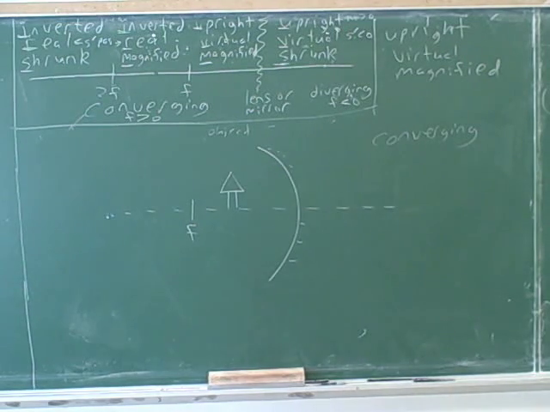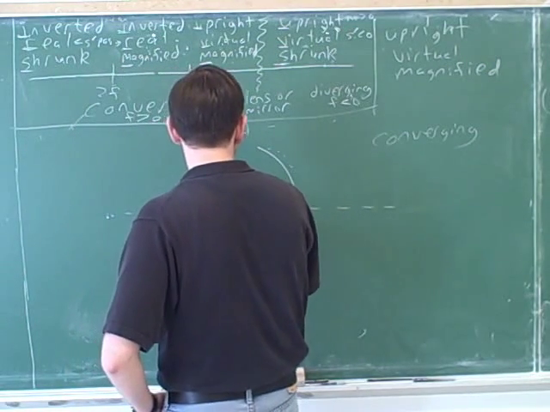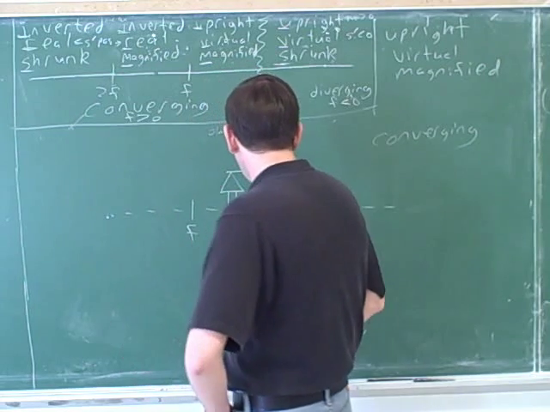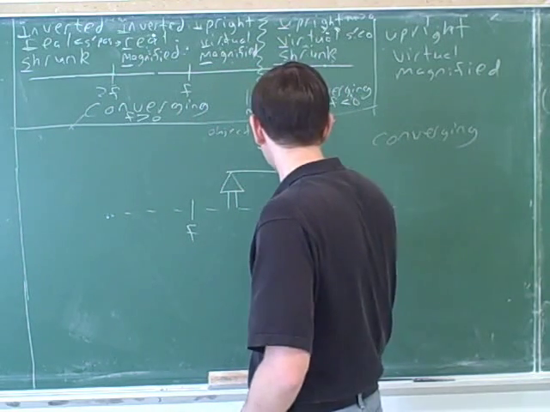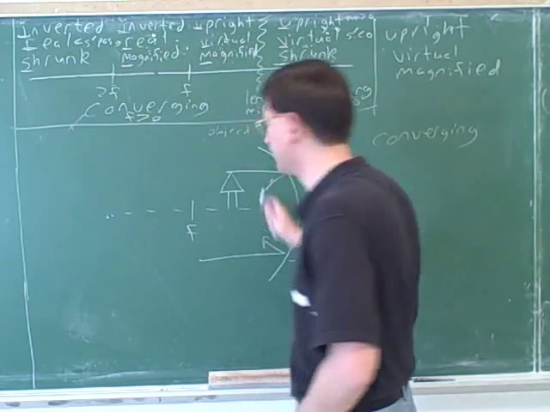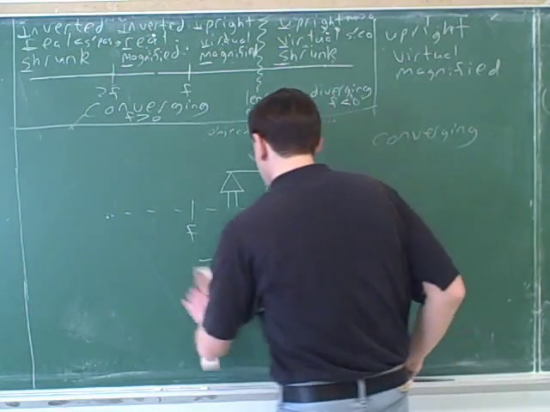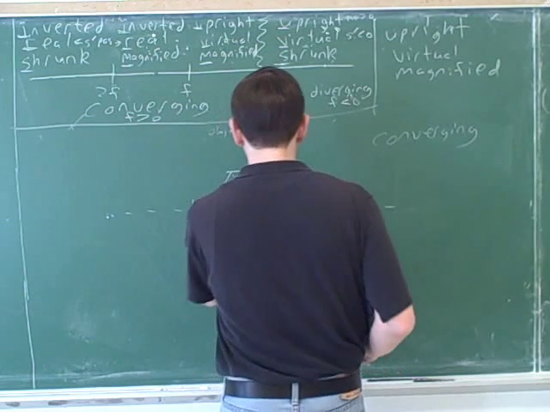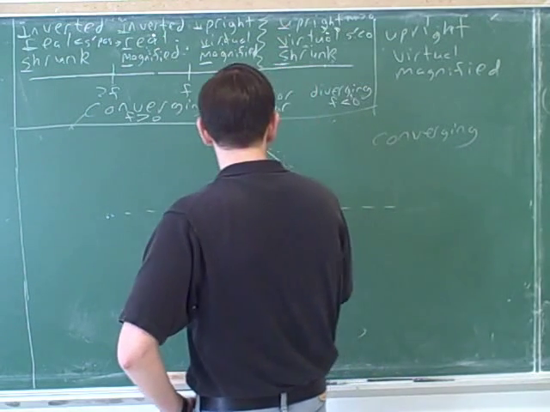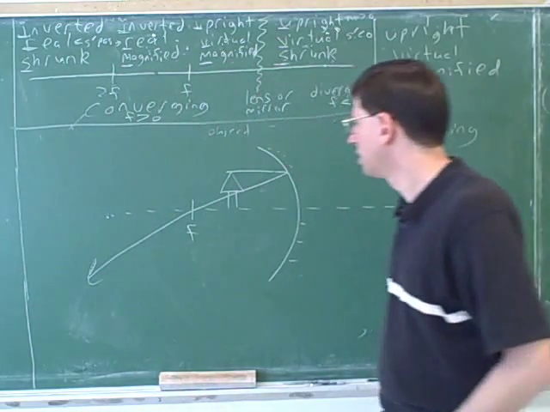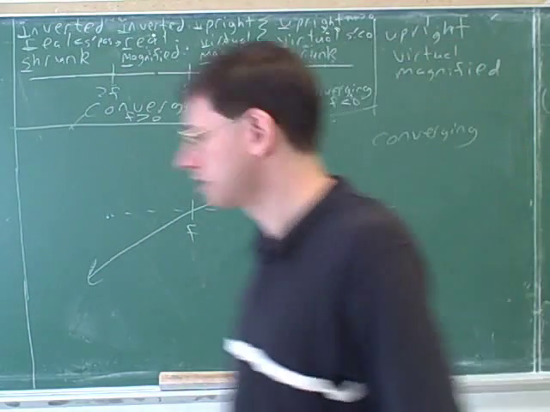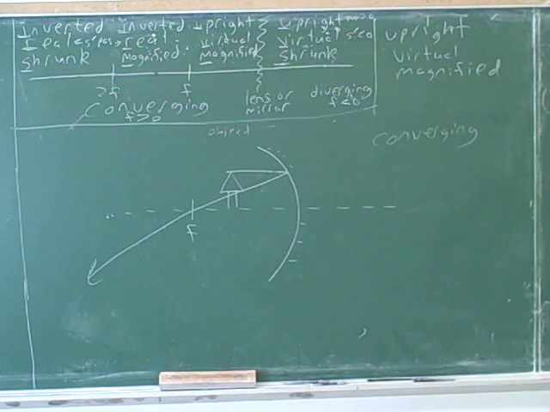So the first ray comes in parallel. And then is it going to get bent up or down? Down. Because this is converging. The only way to converge is if it's going down like this. Good. So it goes through the focal point. Good. And the second one goes to the center of there.